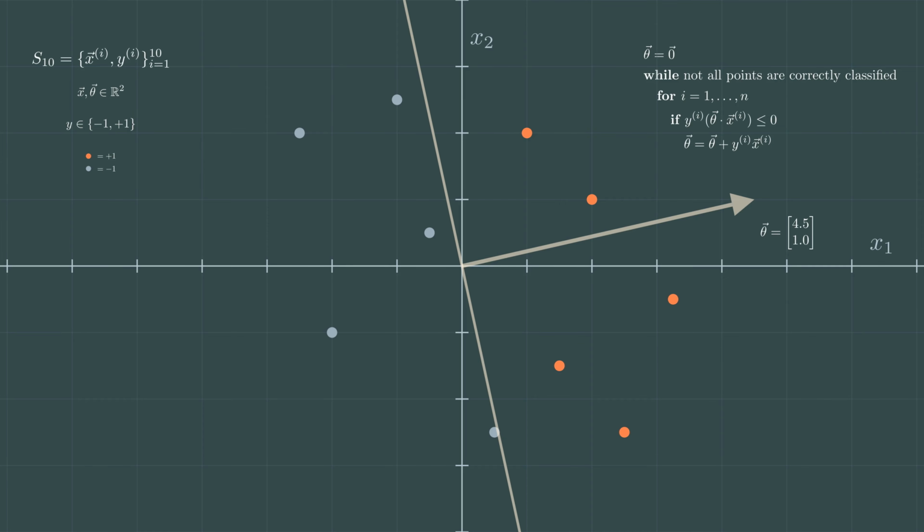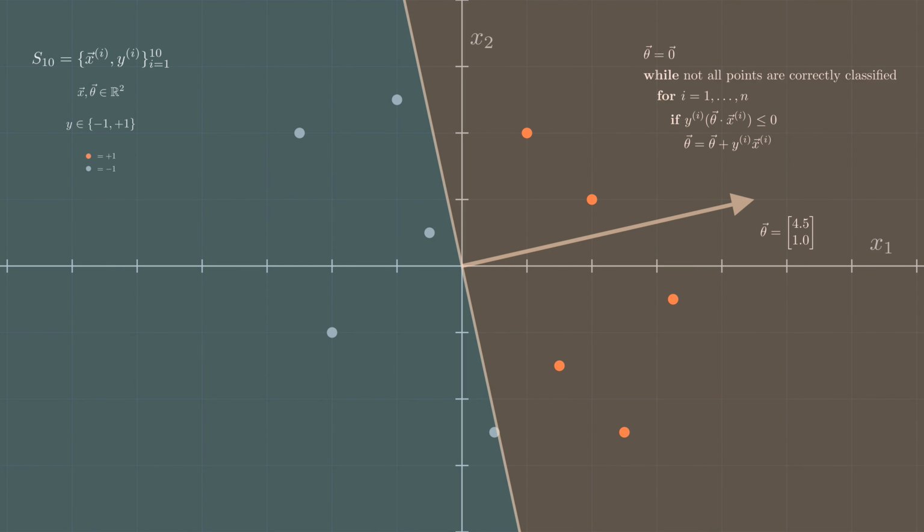We can visualize this with a decision boundary, where all of the positive points are on that orange side and all of the negative points are on that blue side. And in our case, our theta has correctly classified all of our points, positive and negative.